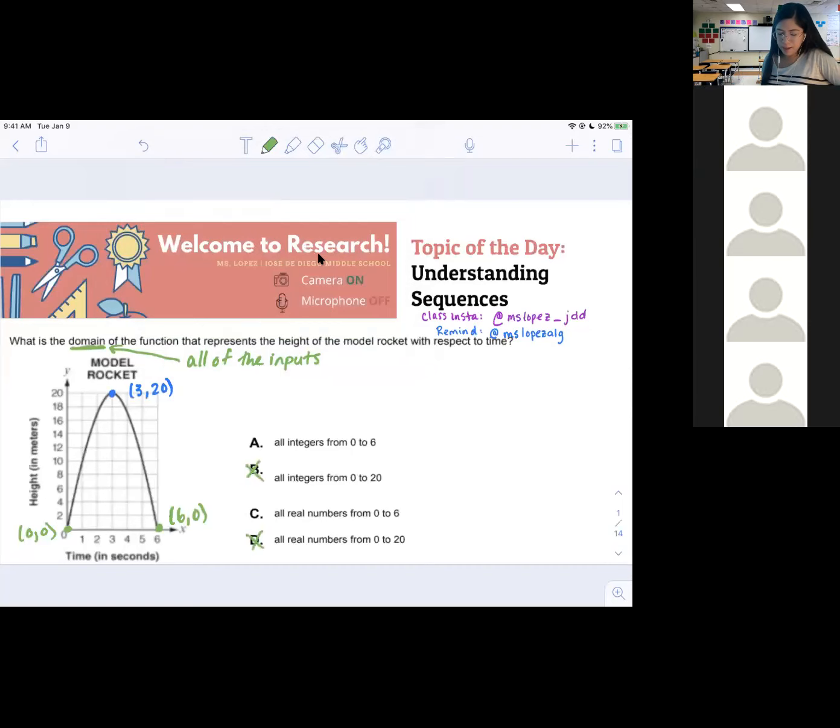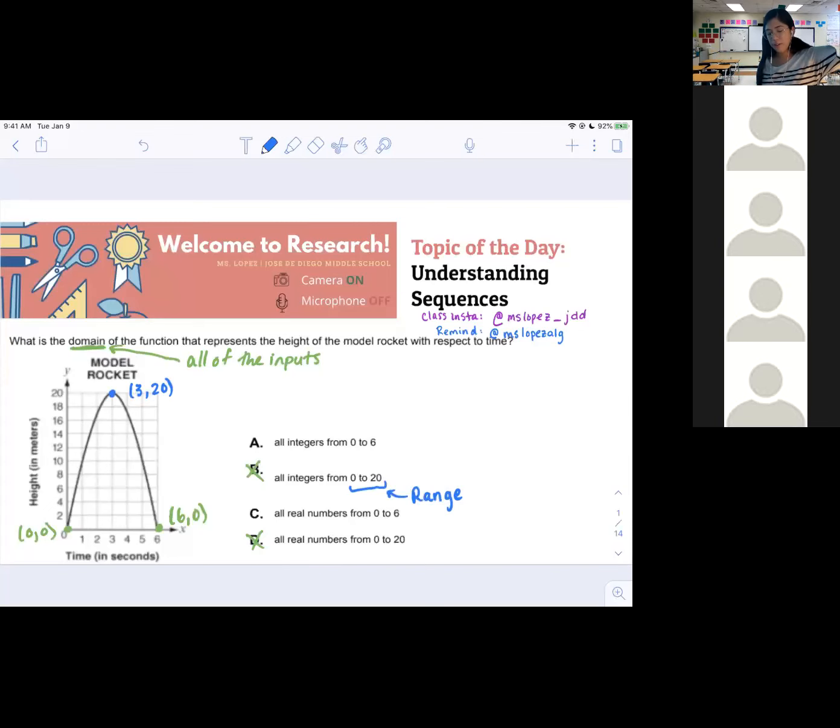So B and D are out because B and D are not talking about the domain. What is from 0 to 20? Not the domain, but the... Range. The outputs, which are called the range. So that's the difference. Remember, input versus output. You got to know the difference between them in order to answer this type of question.